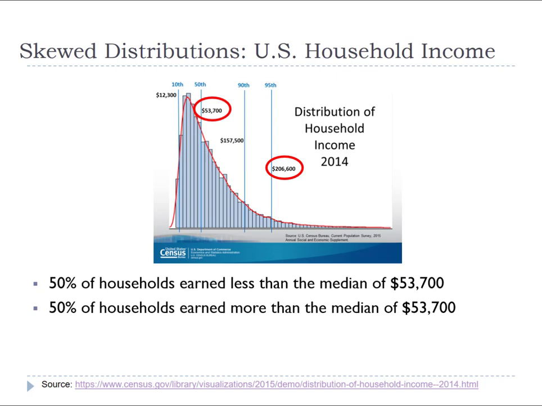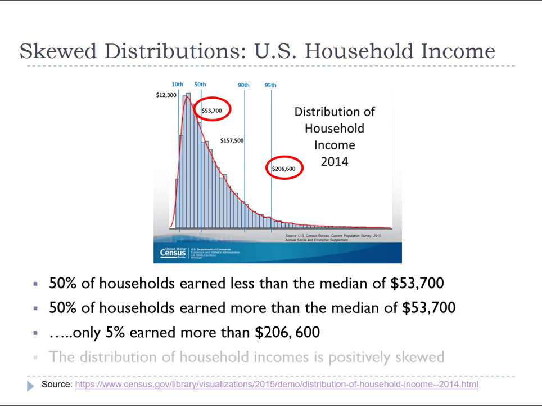Also, we see that only 5% of US households earn more than $206,600. The distribution of US household income is positively skewed. The small percentage of very large household incomes pulls the mean up towards them, making the mean a poor measure of central tendency.